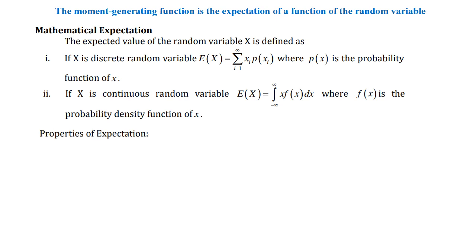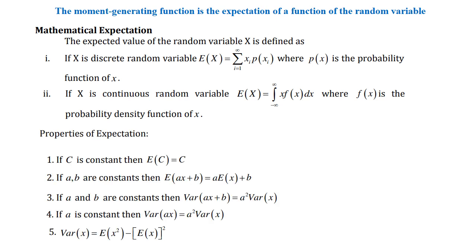Now let us see certain properties of expectation. If c is a constant, then E of c is equal to c. If a and b are constants, then E of ax plus b is equal to a times E of x plus b. If a and b are constants, then variance of ax plus b is equal to a square variance of x. If a is a constant, then variance of ax is equal to a square variance of x. And variance of x is nothing but E of x square minus E of x the whole square. So these are some important properties that are used for solving variance and mean, and are also useful for solving sums based on mathematical expectation.